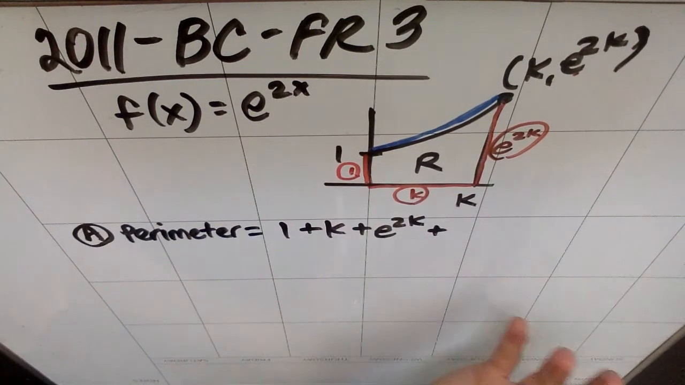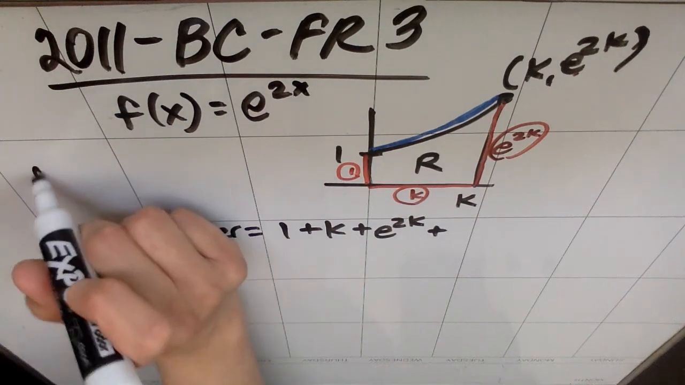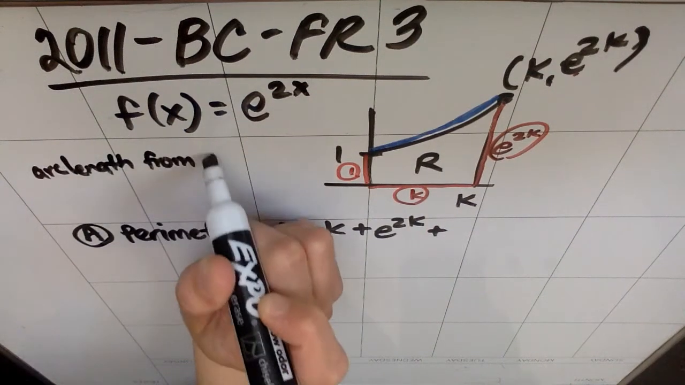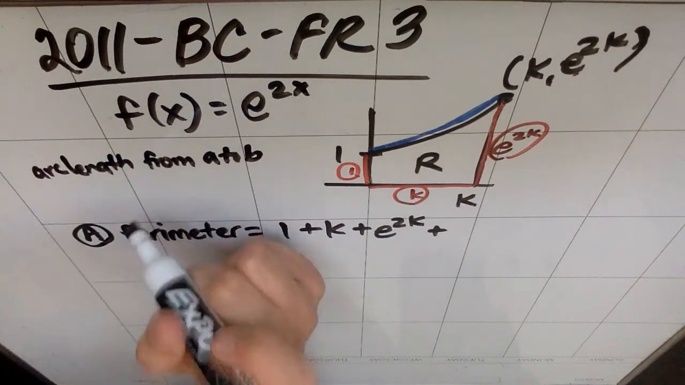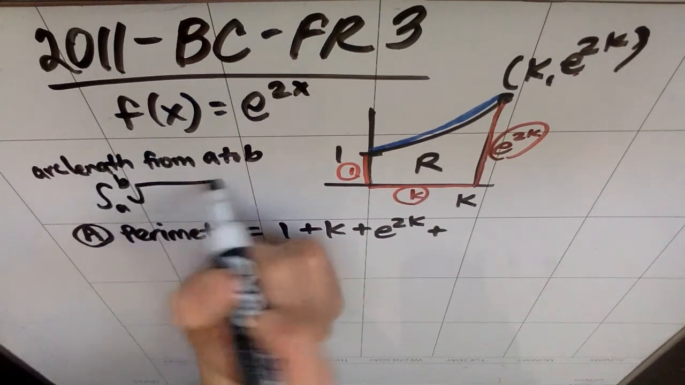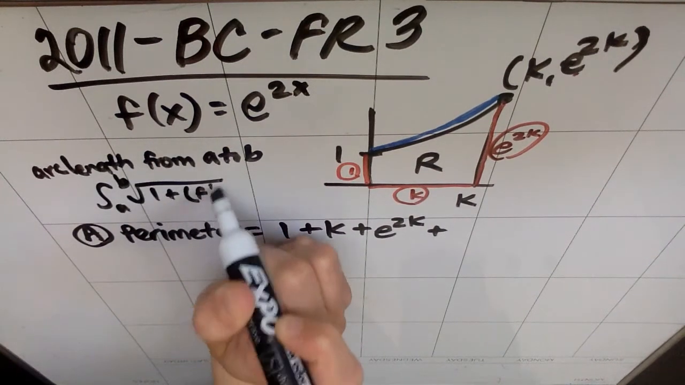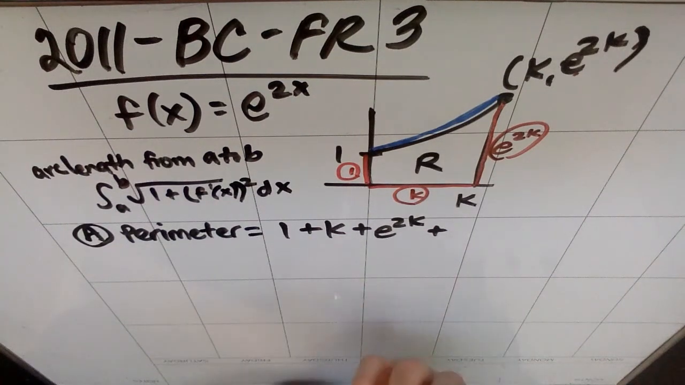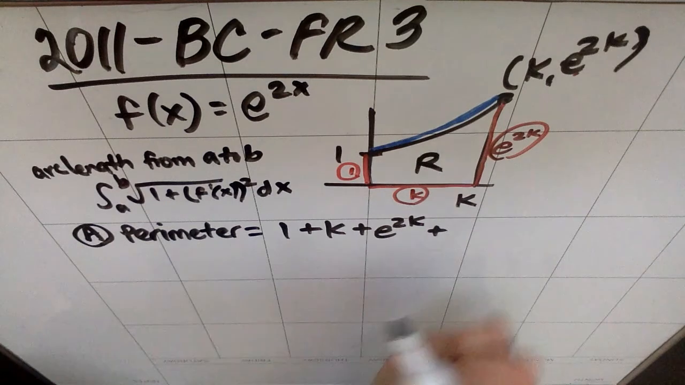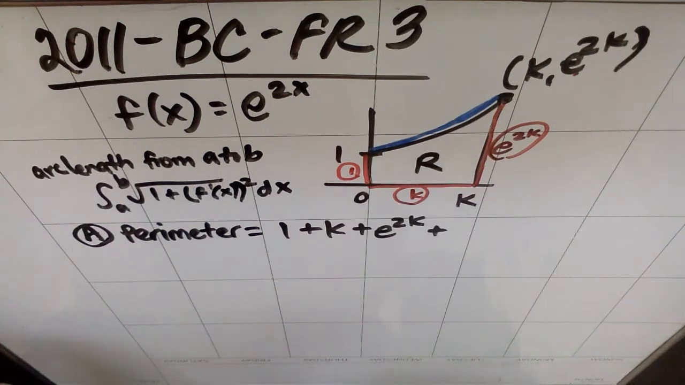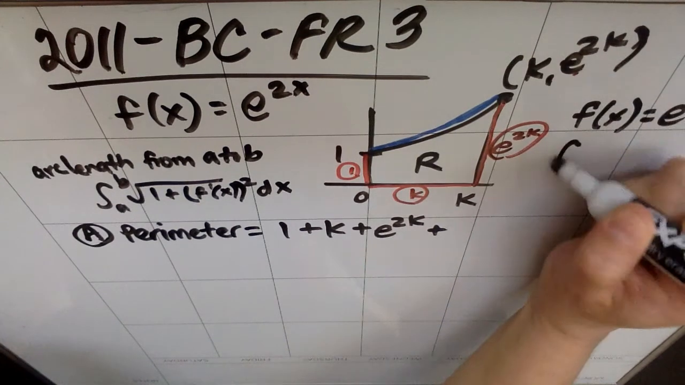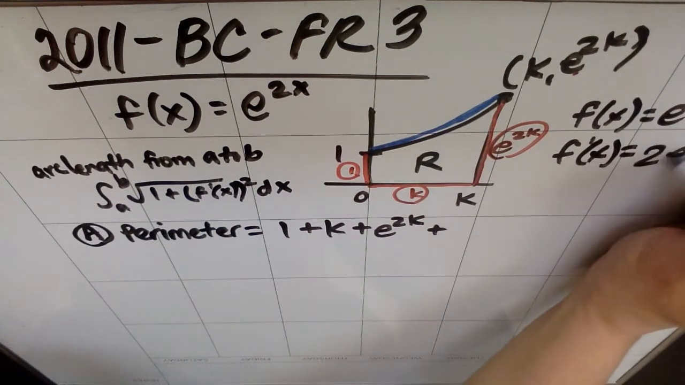Plus, and now I'm going to need the formula for the arc length of this curve. As a reminder, the arc length from, let's just say, a to b, is the integral from a to b of the square root of 1 plus f prime of x quantity squared with respect to x. If I know that's the formula for arc length, that's all I have to write. But now I'm integrating from 0 to k. And my f prime: I already have f, f was e to the 2x, so my f prime is 2e to the 2x.